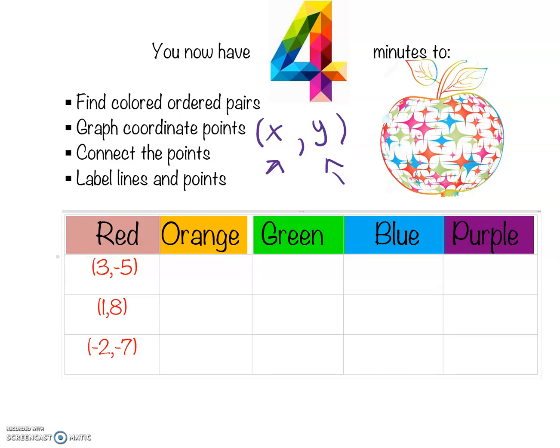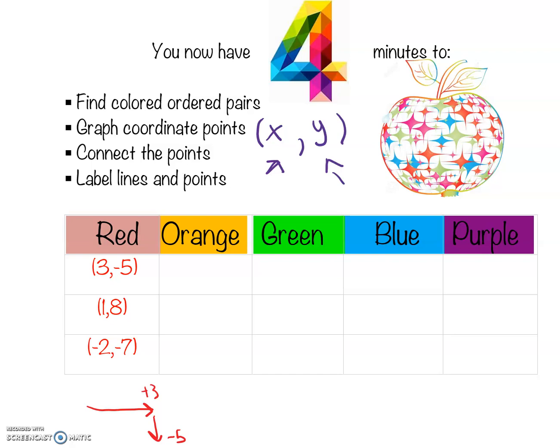So when we're looking at these, like we said, we're going to graph our X and then our Y. So when we're looking at this 3 here, we have 3 is on our x-axis and -5 is on our y-axis. So we're going to go across our x-axis to +3 and then from that +3 down to -5. Okay, so go ahead and do that for each one.